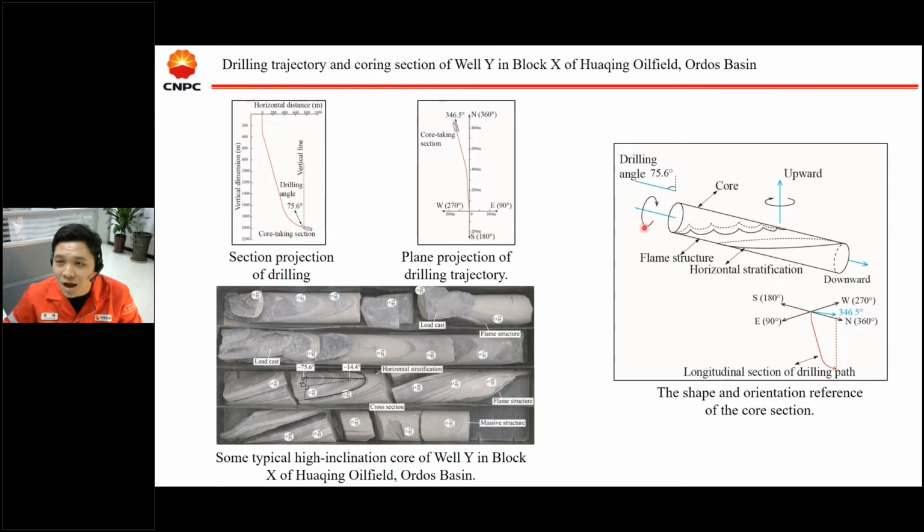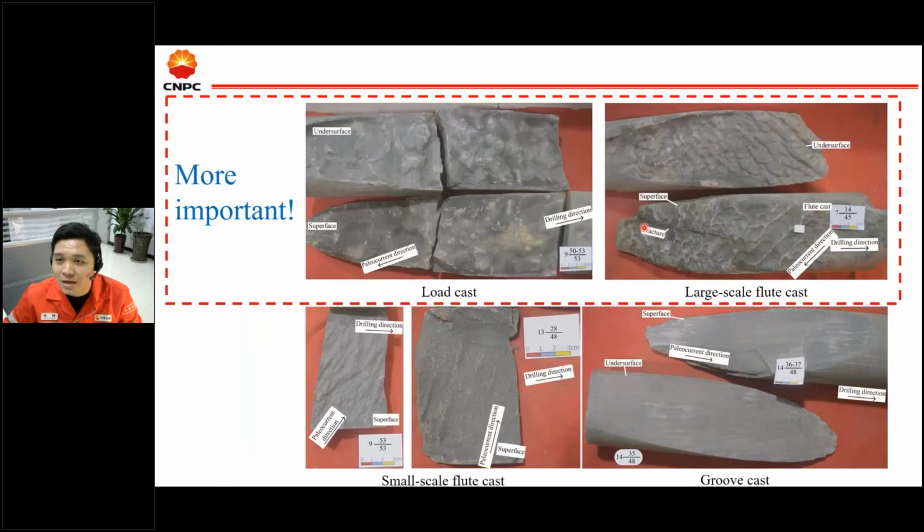Because there are a large number of load casts, flute casts, and groove casts in the deep water sandy debris flow, the paleocurrent direction is easy to reconstruct after the core is reset. It is worth noting that in the reconstruction of paleocurrent direction, the load cast and the large-scale flute cast are more important than the small-scale flute cast and the groove cast because they are often related to the main paleocurrent direction.